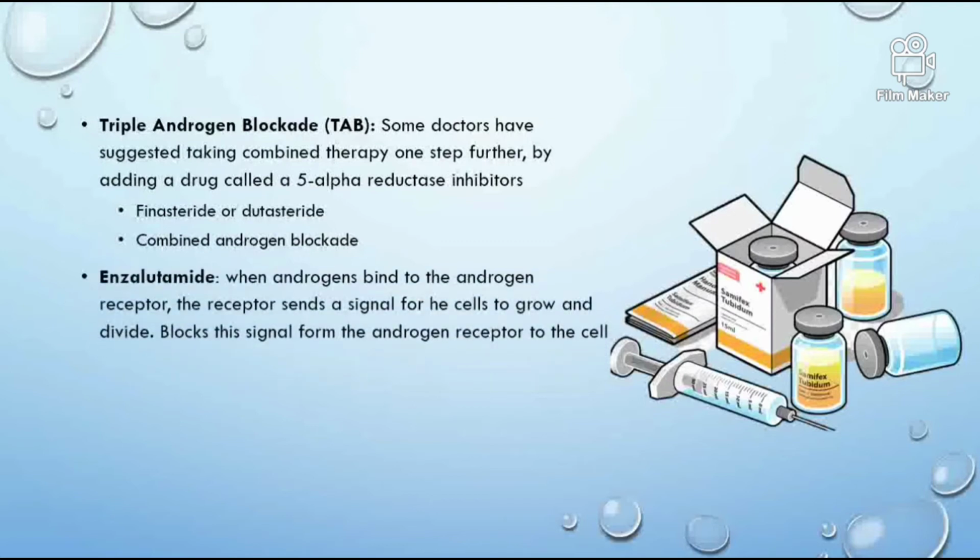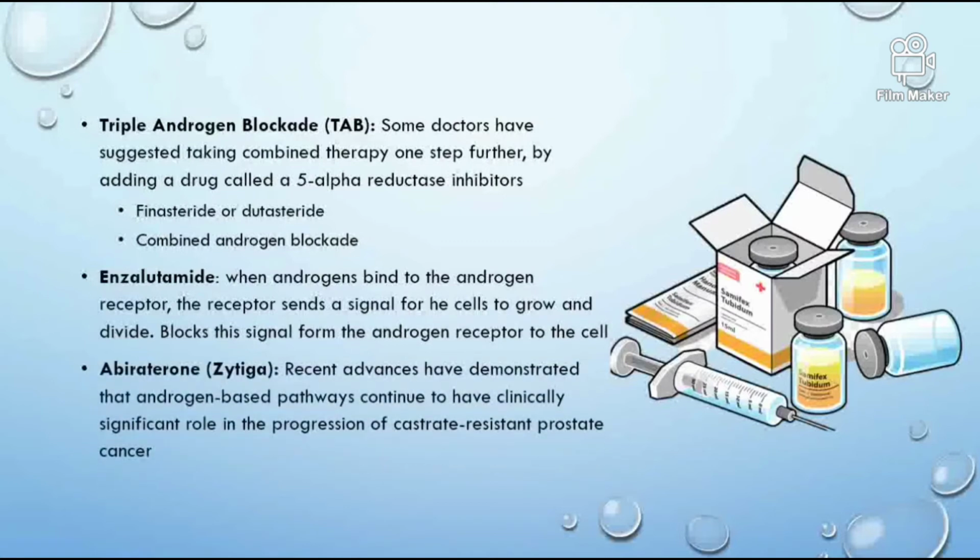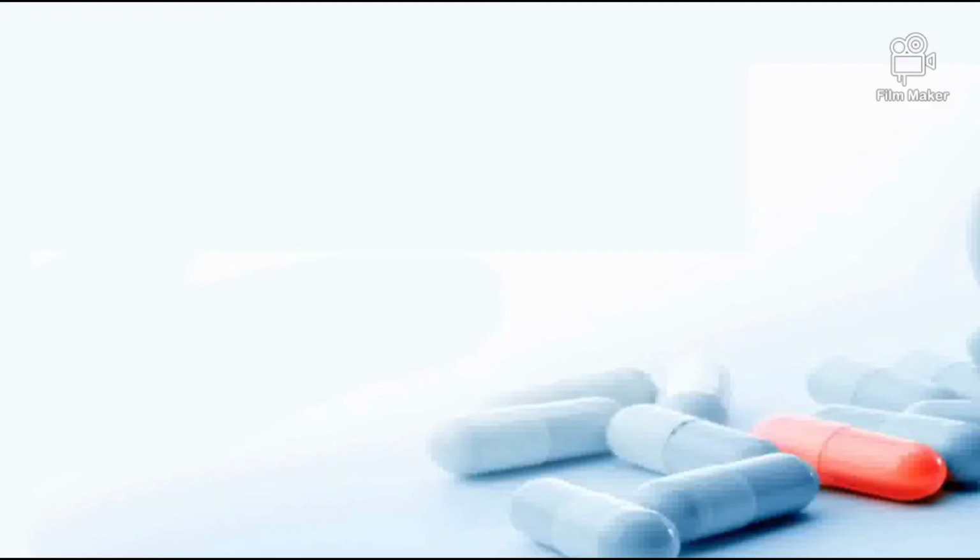Next is enzalutamide. Androgen binds to the androgen receptor, and that receptor sends a signal for the cells to grow and divide. Enzalutamide blocks the signal from the androgen receptor to the cell. Next is abiraterone, or Zytiga. Recent advances have demonstrated that androgen-based pathways continue to have a clinically significant role in the progression of castrate-resistant prostate cancer.